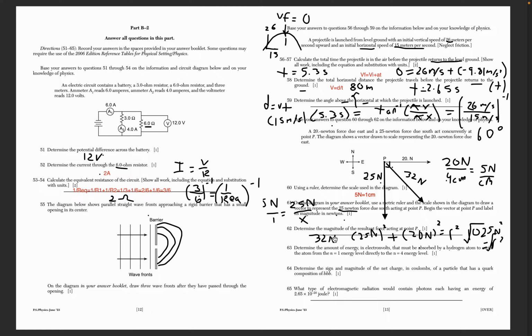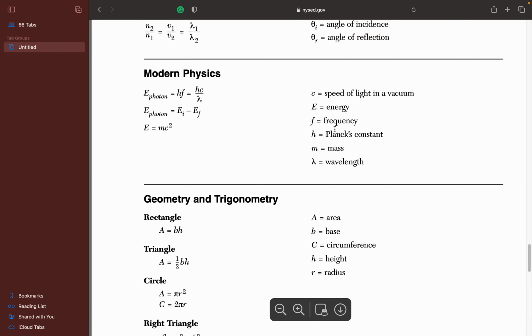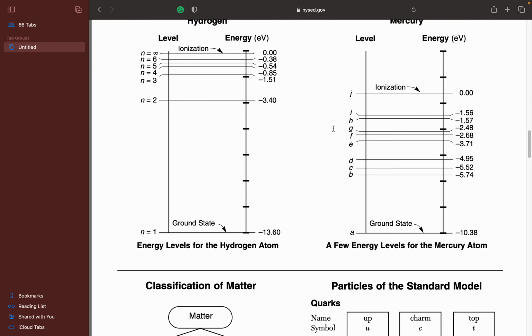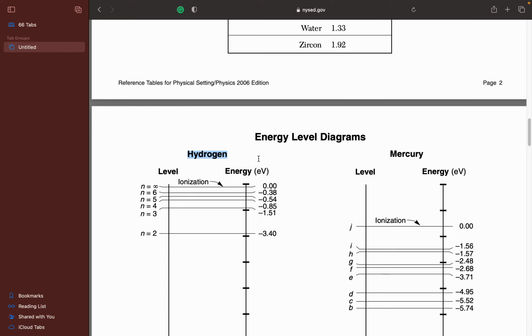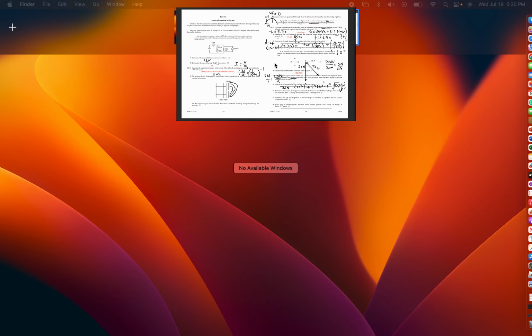Determine the amount of energy in electron volts that must be absorbed by a hydrogen atom to excite the atom from the n equals 1 energy level to n equals 4. Since it's hydrogen, n equals 1 is negative 13.60, and n equals 4 is negative 0.85.